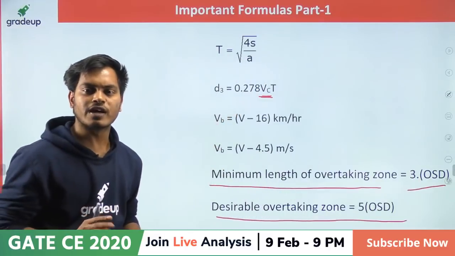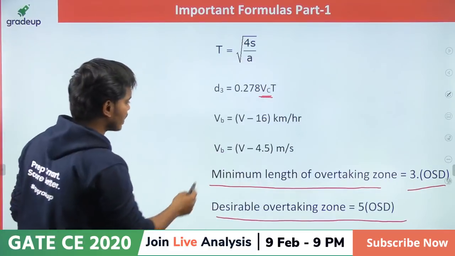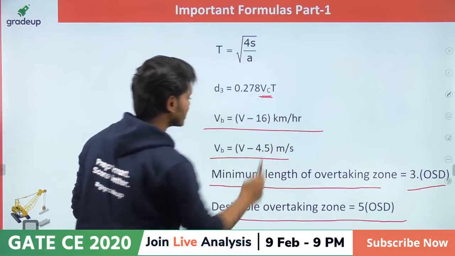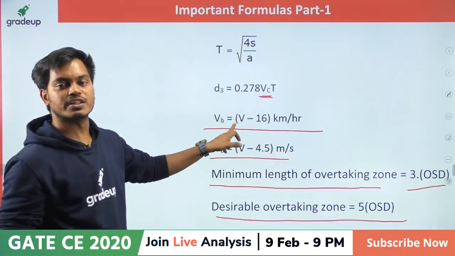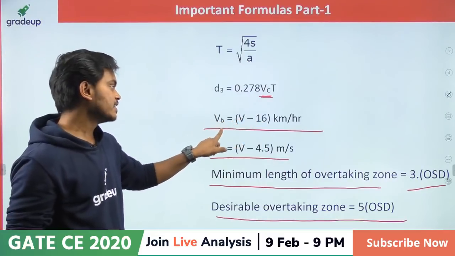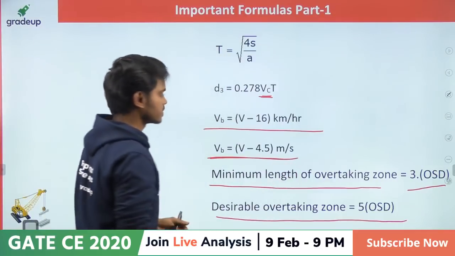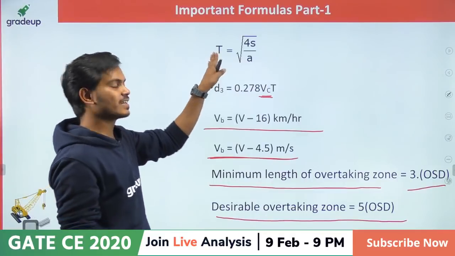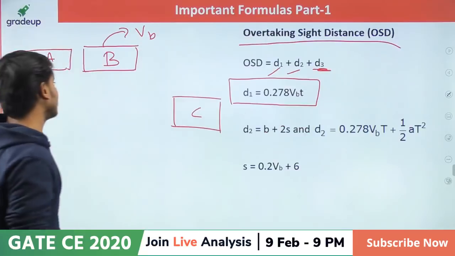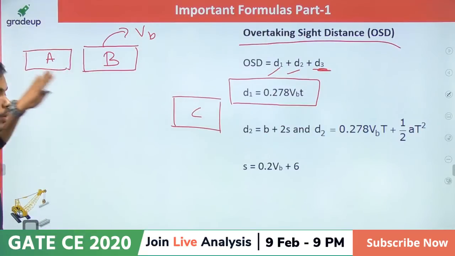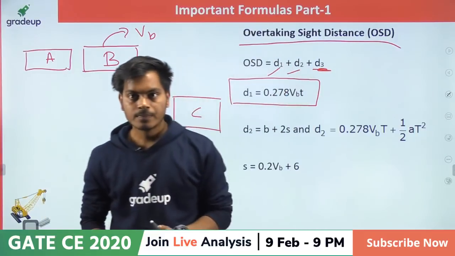If you have only design velocity in the question, how can you get the velocity of vehicle B? You can simply get it by this formula, in kilometer per hour. Here V is the design velocity given in the question. If it is not given directly, you can use this formula. Next, for meter per second, you can do like this. T value you can get here. Capital T is the time, with the acceleration with which vehicle A is going to overtake vehicle B. Clear?